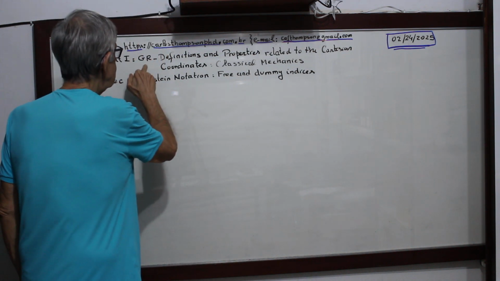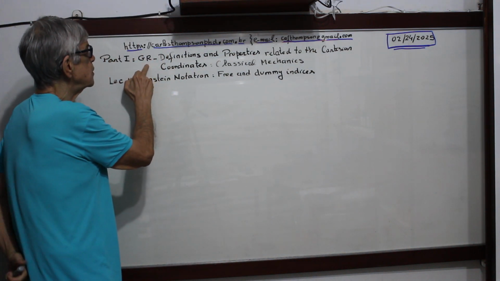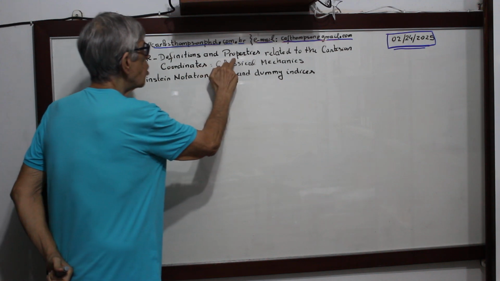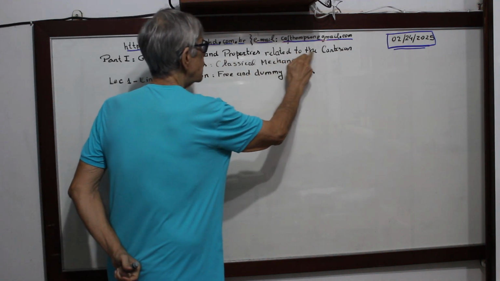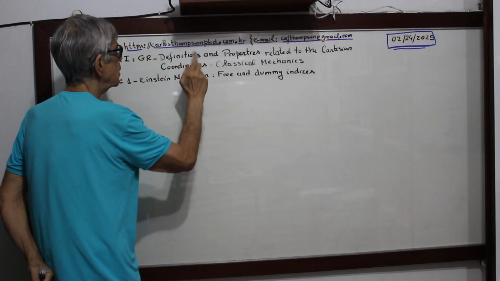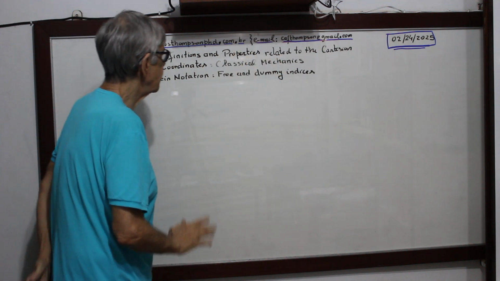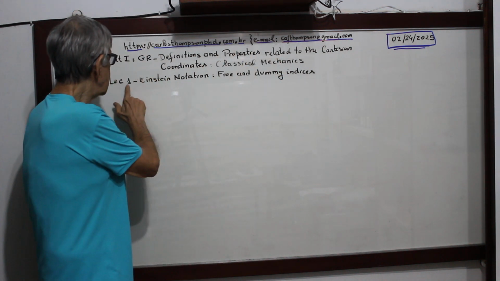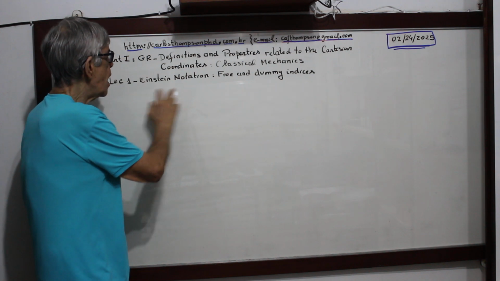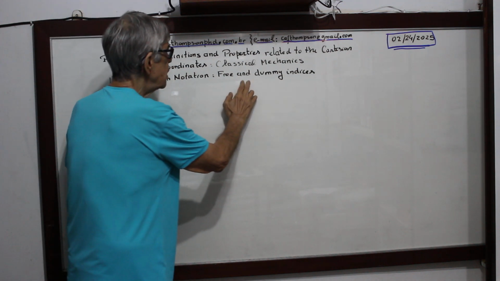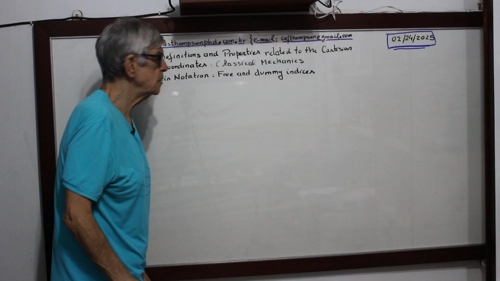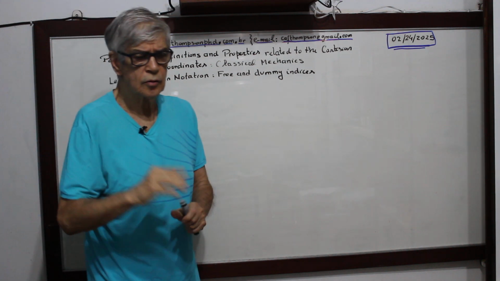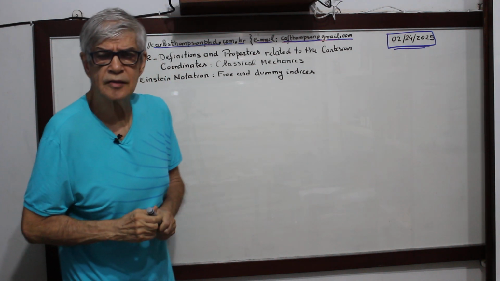Part 1, GR, General Relativity, Definition and Properties related to the Cartesian coordinate, Classical Mechanics. Lesson 1, Einstein notation, free and dummy indices. You're going to learn Einstein notation.